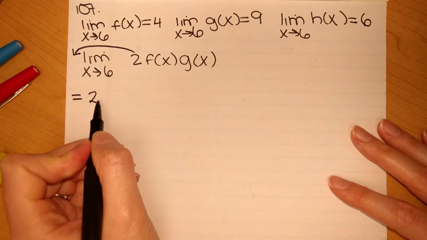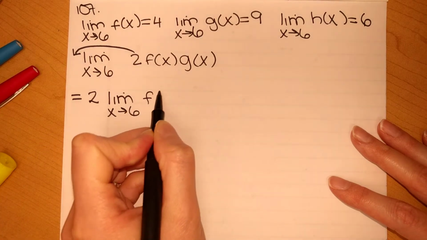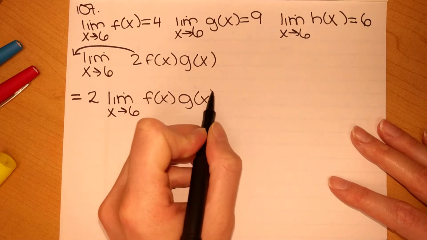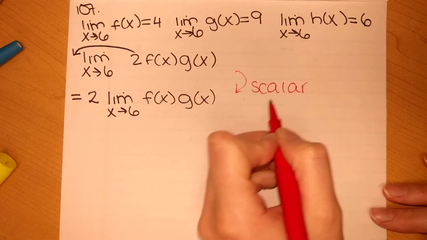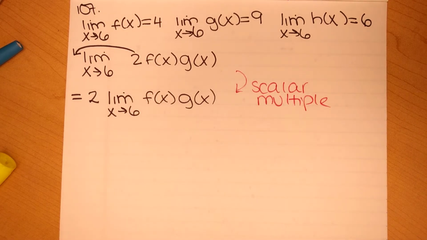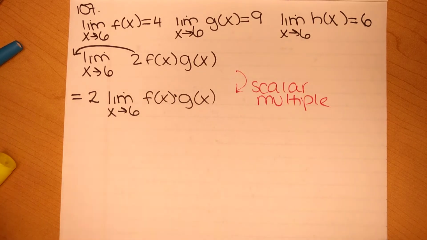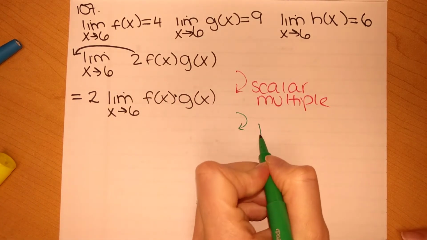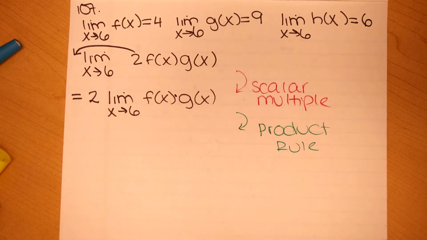So what's happening here is the first thing we can do is bring out the scalar of 2. So we have 2 times the limit as x goes to 6 of f g of x. And that is by the scalar multiple rule or constant multiple rule. Now, once we do that, then we have a product of 2 functions inside of a limit. So the product rule says that we can split that up into 2 separate limits.